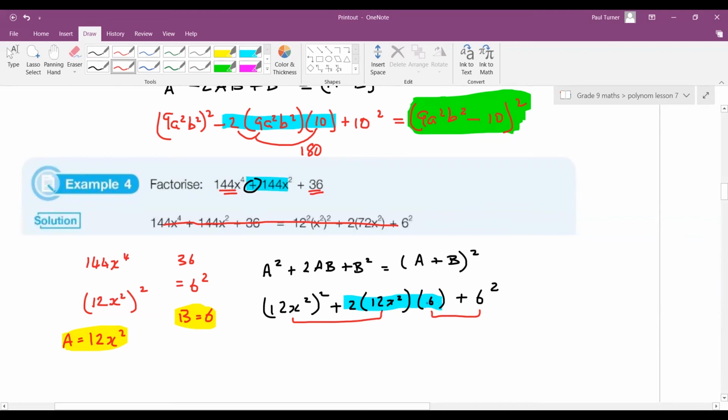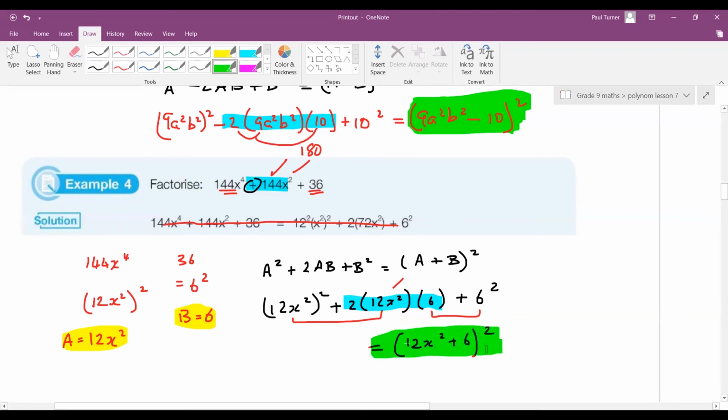So 2 6s are 12. 12 12s are 144, correct? We have x squared here. X squared, correct. Okay, so everything is okay here, which means our final factors would be 12x squared, which is A, plus the last term, which is 6, all squared. And that's your answer in green there.